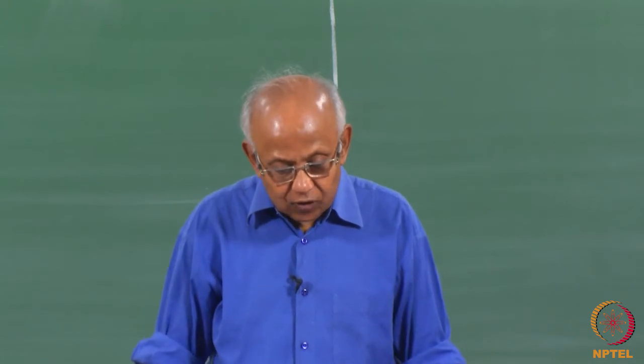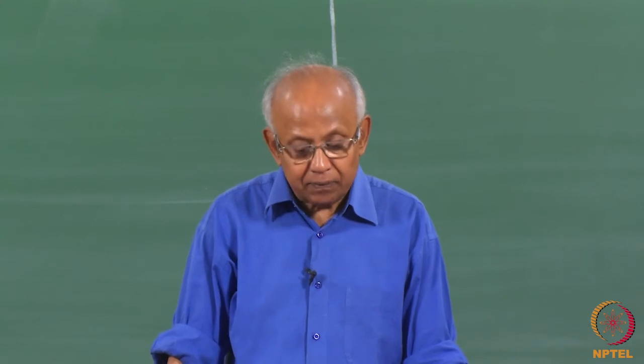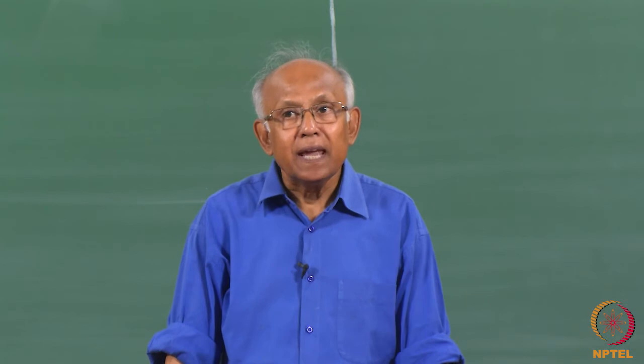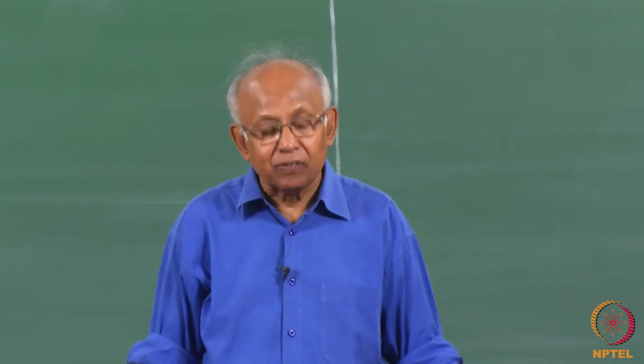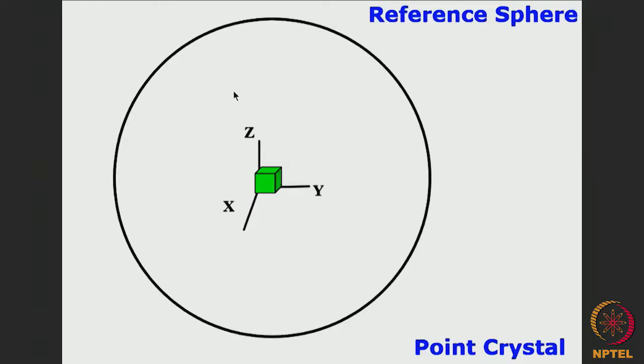Now, the topic of stereographic projection has been discussed in depth earlier. I will just give a few important aspects of stereographic projection for the purpose of this lecture. Say, for example, we are dealing with a cubic material, the simplest material, and this is a very small cubic crystal. It is so small that we can consider it as a single point. So, we call it a point crystal, or a point unit cell of the cubic material. Now, keeping this point unit cell or point crystal at the center, we construct a very big sphere. We call it the reference sphere.